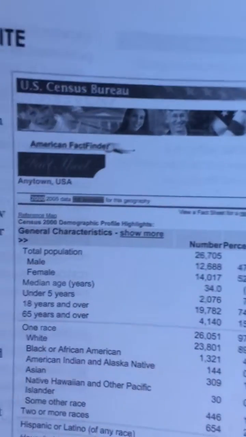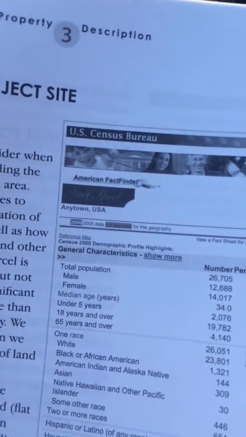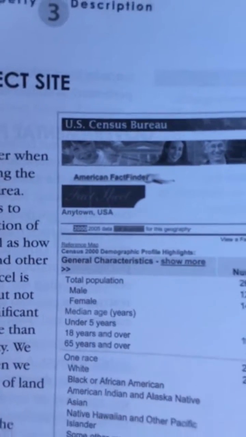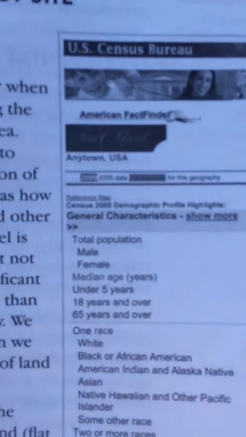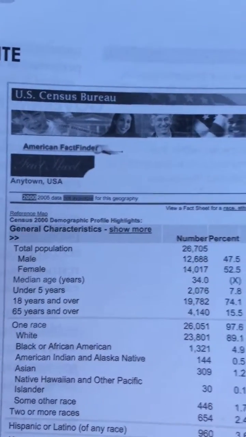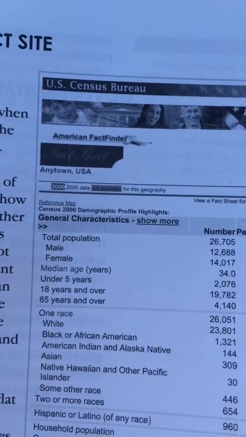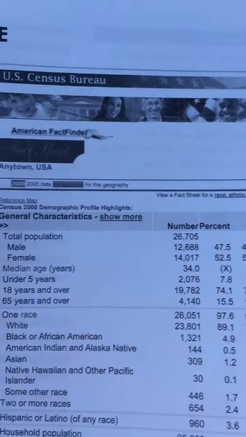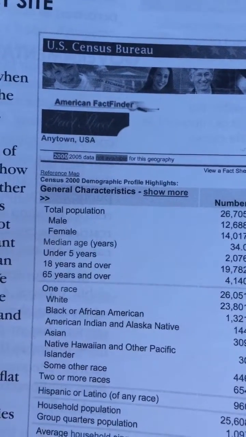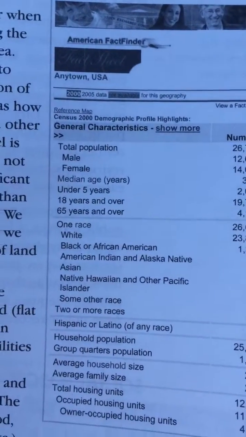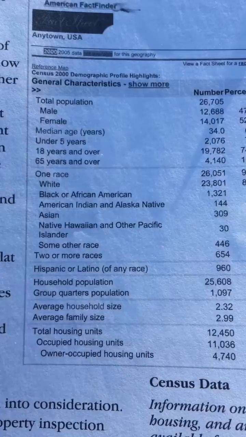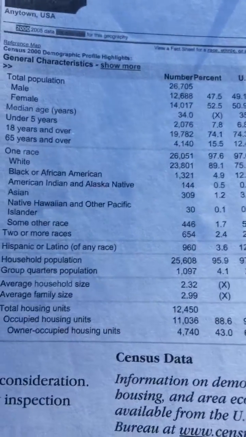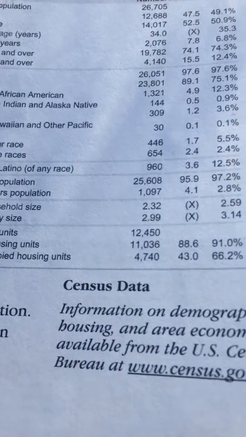U.S. Census Bureau. American Fact Finder. Anytown, USA. Census 2000 demographic profile highlights. Total population. Median age under 5 years, 18 years, 65 years. Race, Hispanic or Latino. Average household size, average family size, housing units, etc. Census data.